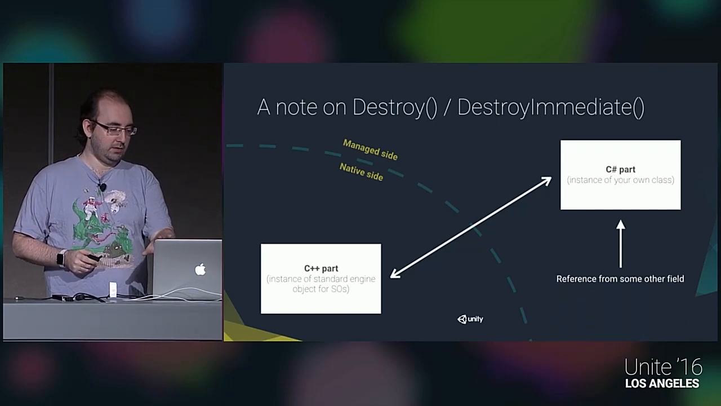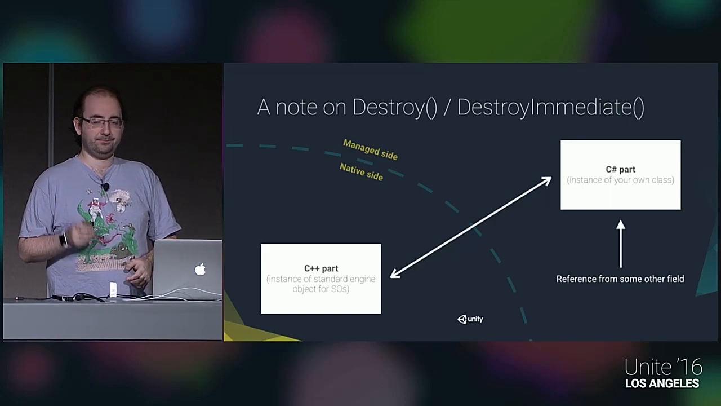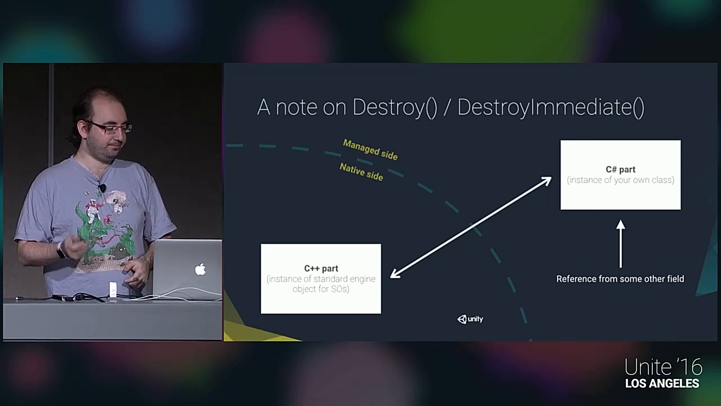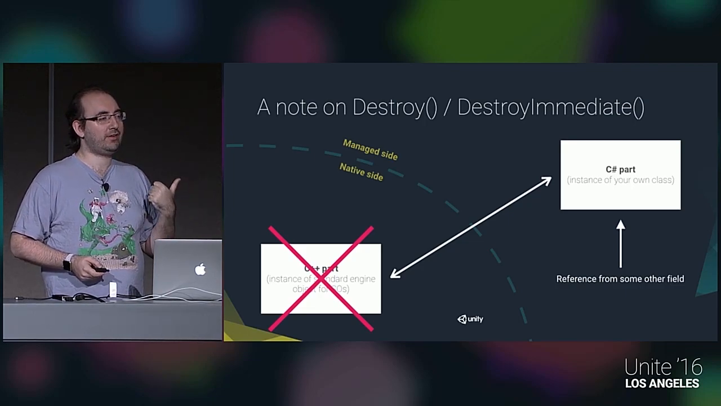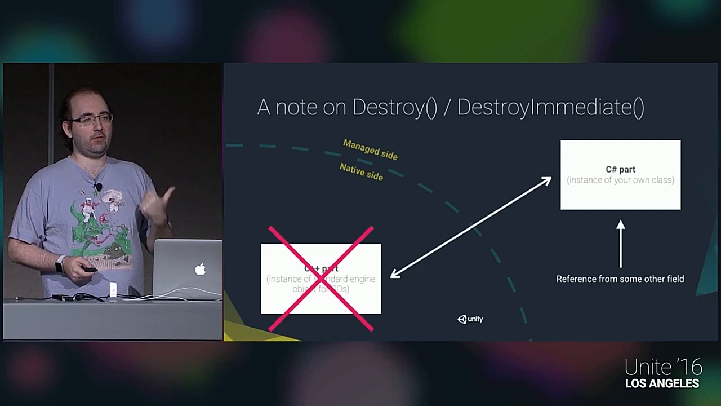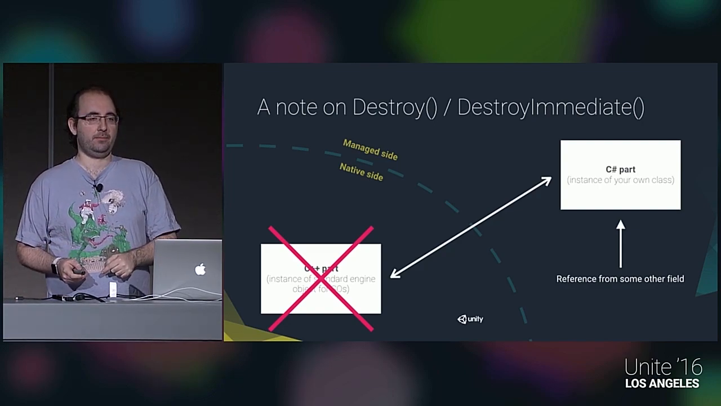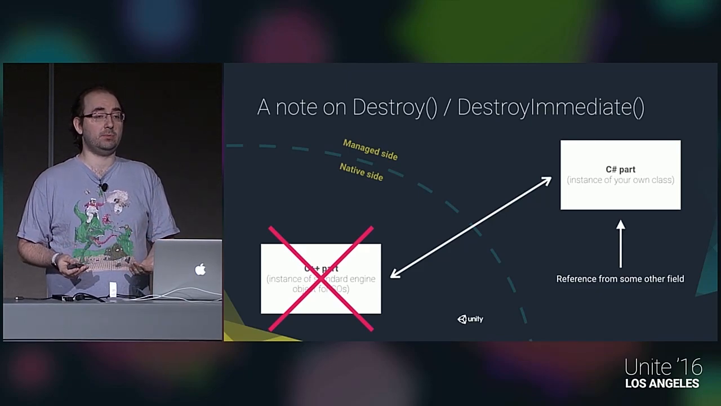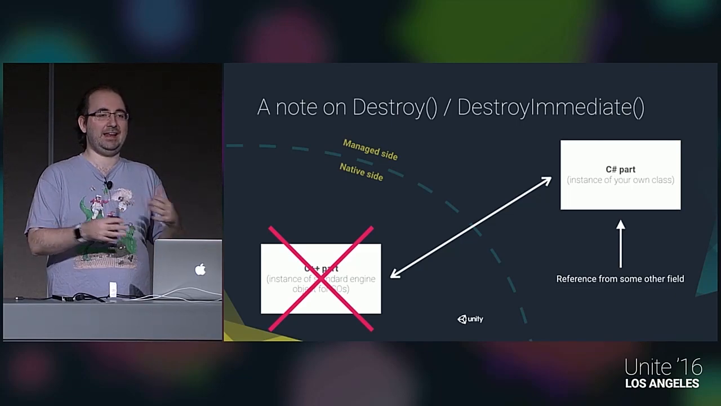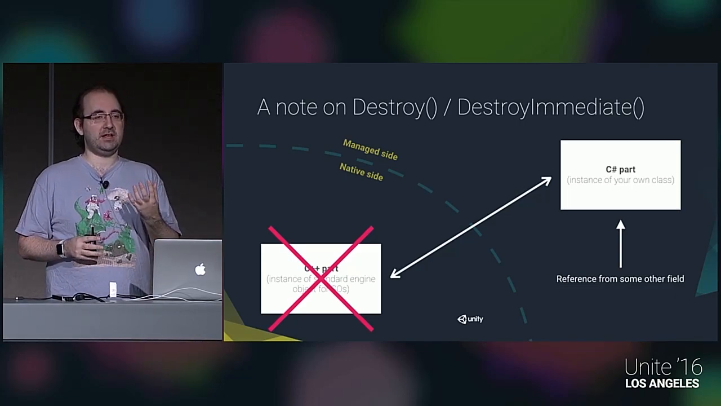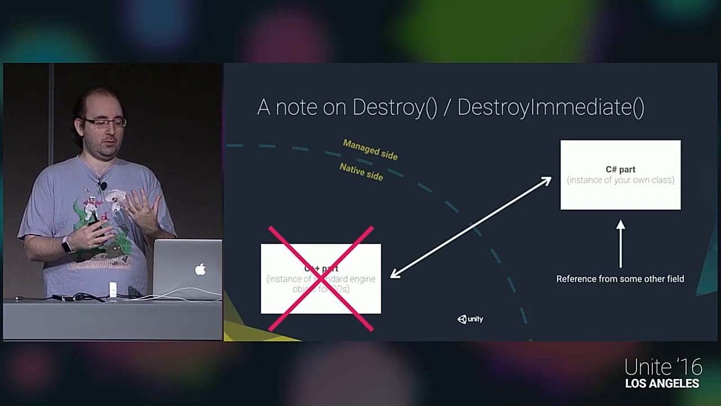So you've got the C# part. It has a reference to it from some other field. When you destroy this scriptable object, what actually happens is we kill the C++ part. We cannot kill the C# part. There is no mechanism for immediately destroying an object in C#. The closest you get is something like IDisposable, but even that doesn't actually destroy the C# object. It tells it to clean up its stuff, but the object itself is still kept around in this disposed state until all the references to it are gone.